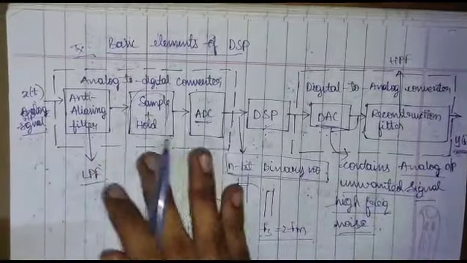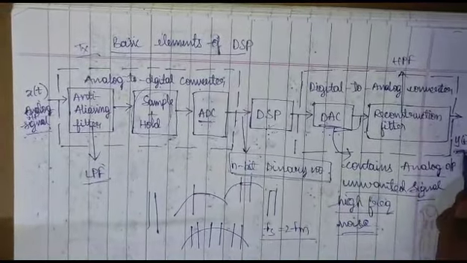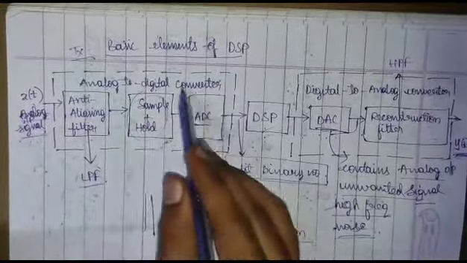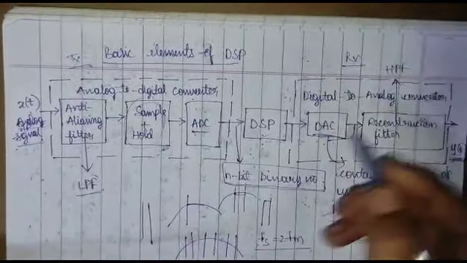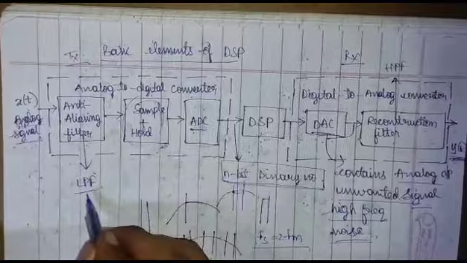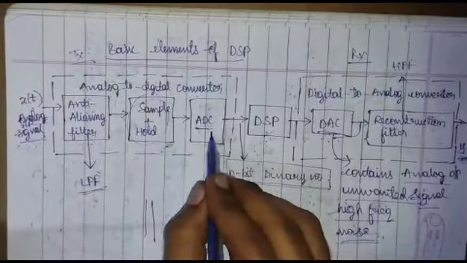For processing of this input signal to y of t output signal, we have certain blocks in between the transmission section and the receiver section. These are anti-aliasing filter, which acts as a low pass filter, and then it is given to a sample and hold, and then analog to digital converter.